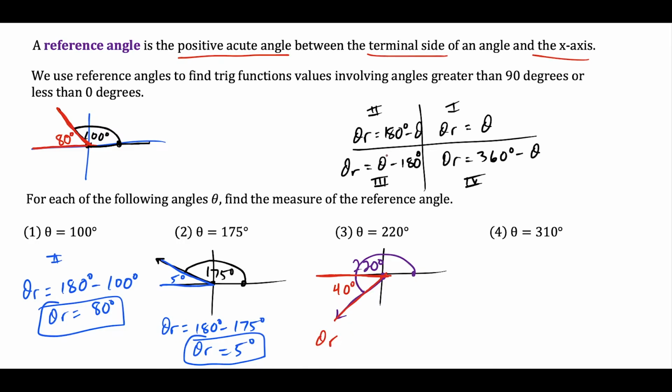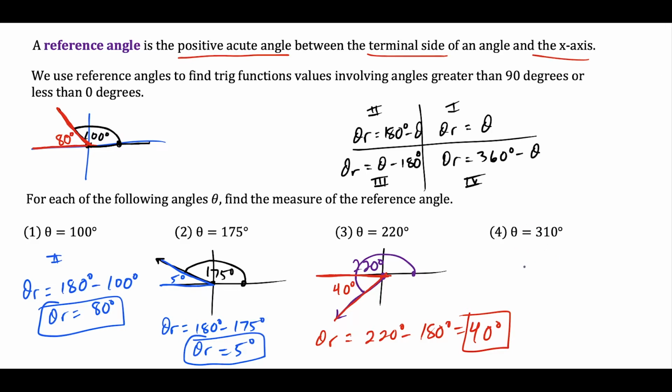But if we just want to use the formula, the reference angle for this quadrant 3 angle is going to be the angle that we're starting with, 220, minus 180, which is also going to give us 40 degrees. So you could decide for these if you prefer to just use the formula or if you want to use the definition and visualize it to find the reference angle.